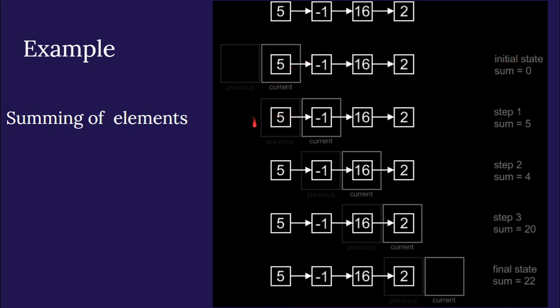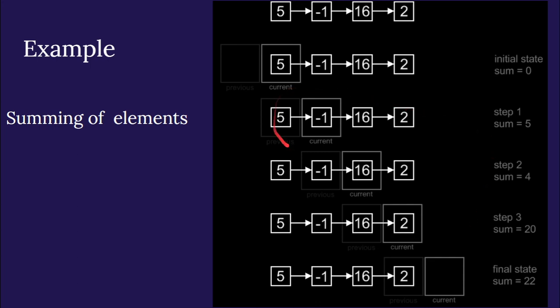Then now here the current is -1 and the previous is 5. In the previous step, 5 is the current position and previous is null. Once you move a step, the current will become the previous one and the next will become the current one. Likewise, current becomes the previous, next becomes current, and finally current becomes the previous, and since there are no consecutive elements, it will become the current, which is the end of the list.